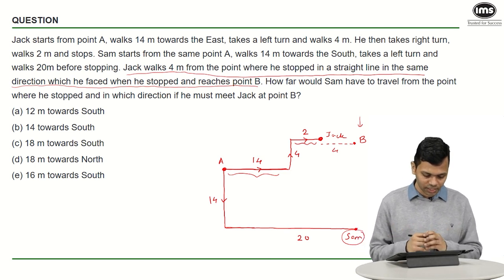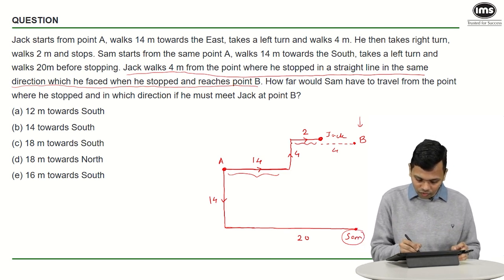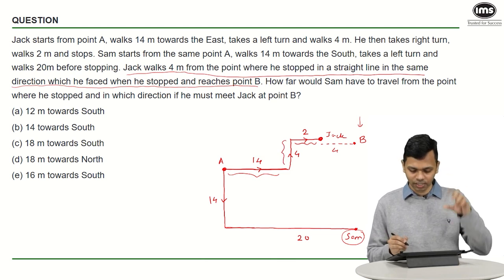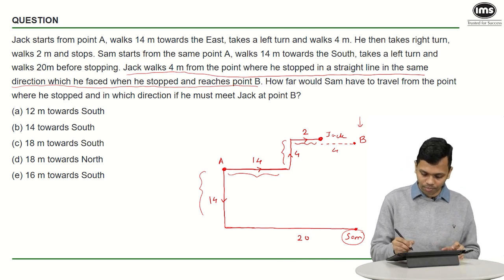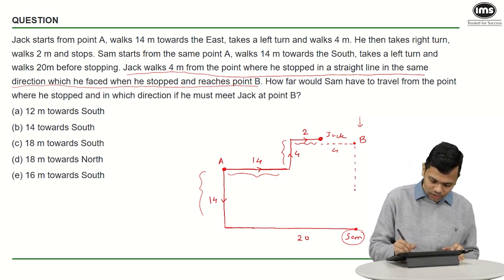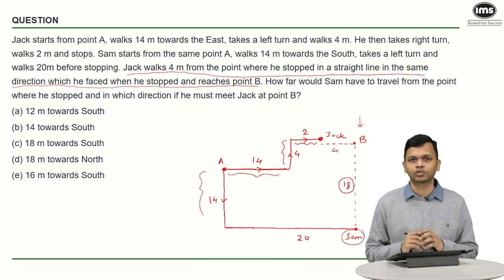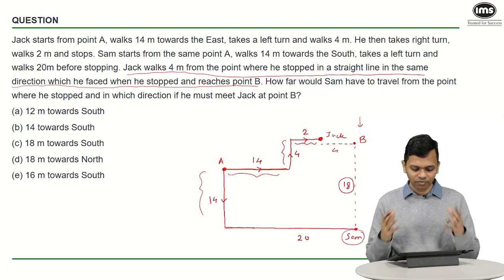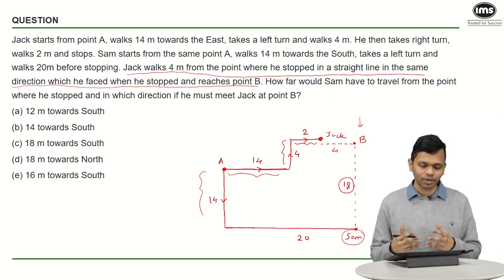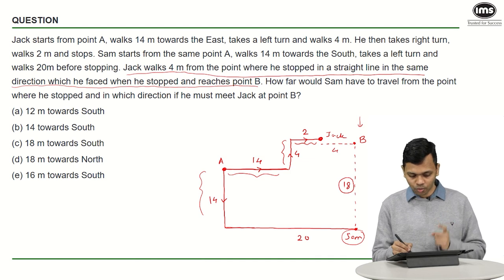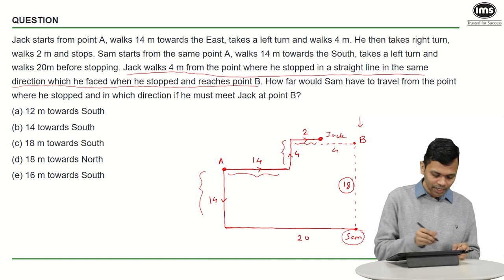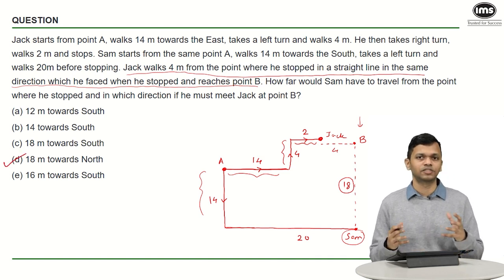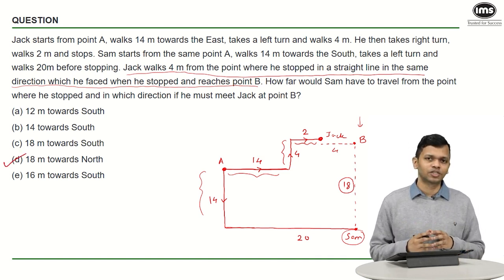Okay. So let's now put the distances in place. So we had 4 as the vertical distance and we had 14 as the vertical distance, right? So if I add those two up, I am going to get this vertical distance. So if I add those two distances, I am going to get 18. So that's the answer that I am going to get. But in which direction? So they are asking how far would Sam have to travel? Now Sam is down here. To meet Jack, he will have to go towards north. So what he'll have to do is he'll have to go 18 meters towards north to meet his friend Jack. So that's the answer for this particular question.